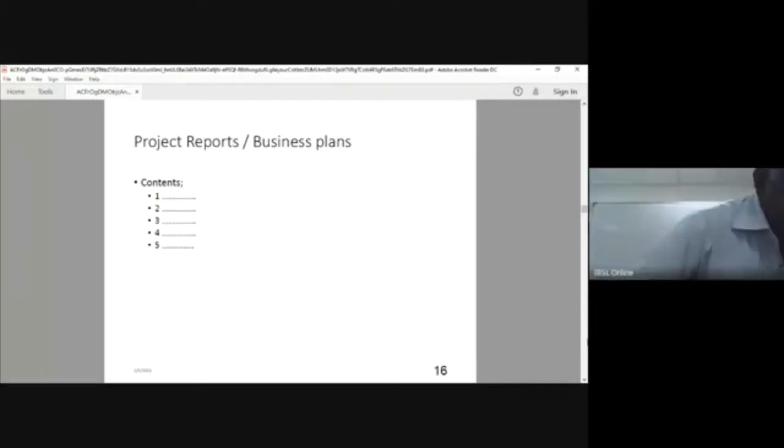Then, future cash flow of the business. Sorry? Future cash flow of the business. Yes, that will come in the financial analysis: the cash flow, projected profit and loss, projected balance sheet, then projected cash flow, all those things. The financial analysis will cover this. Very good.